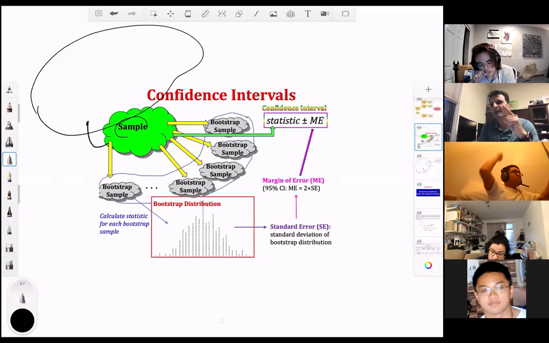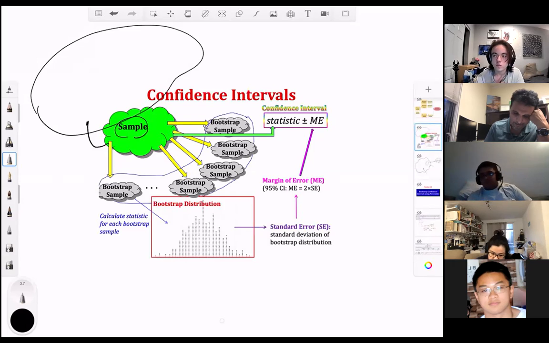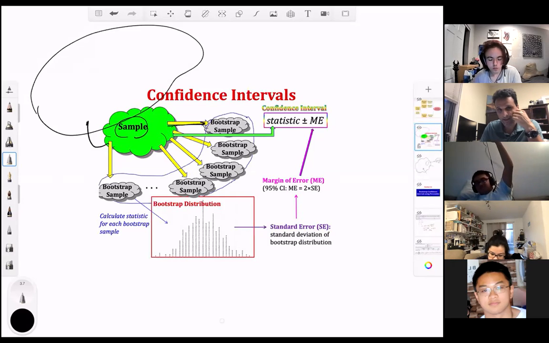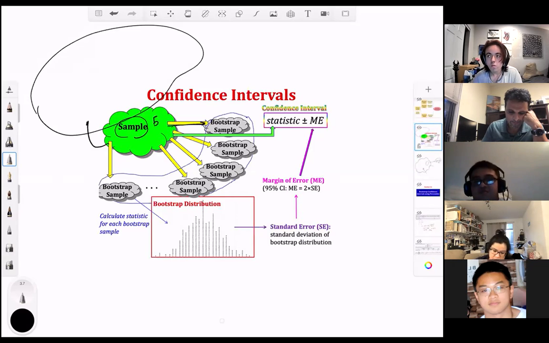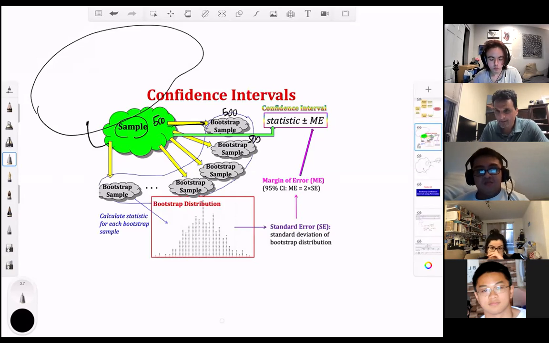But we were able to get only one sample. From this sample, we pick a bootstrap sample. If our sample size is 5, each bootstrap sample should be 5 as well. If this is 500, each bootstrap sample should be 500. And you know how to pick the bootstrap sample.